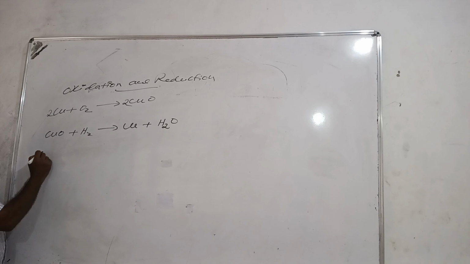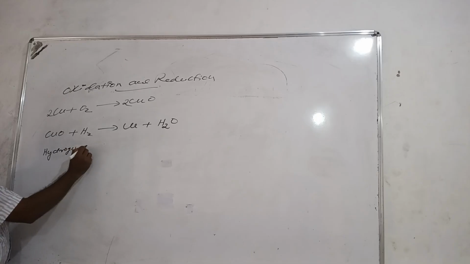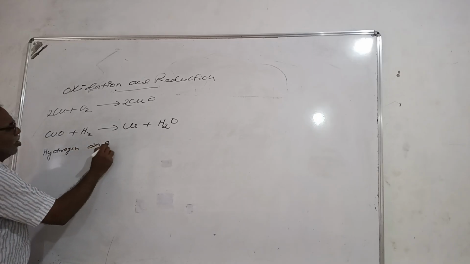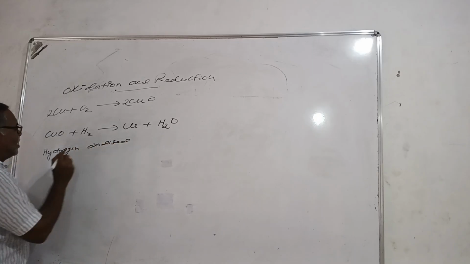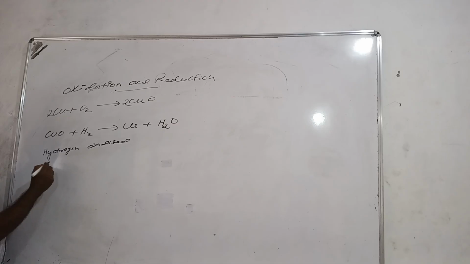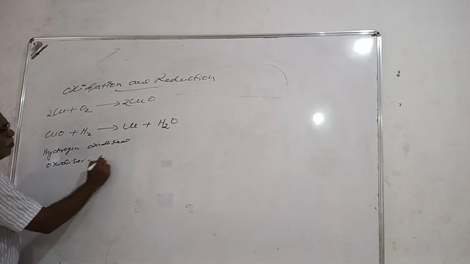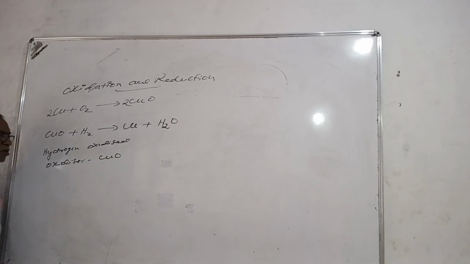So which is the reducer, which is oxidized? Hydrogen. Hydrogen is oxidized. Which is the oxidizer, which supplied oxygen? The oxidizer is copper oxide. Copper oxide gave the oxygen. So copper oxide is the oxidizer.